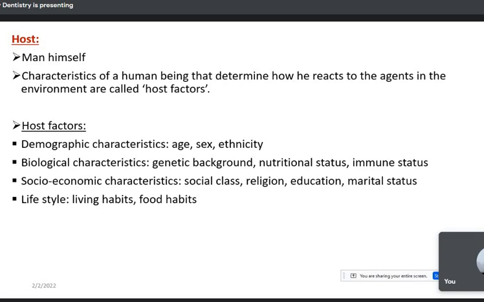And the other is the nutritional status. Again, if the person is well nourished, he may not be having the disease. If the person has very poor nutrition, then again he can have a lot of oral as well as the general manifestations of the diseases. And another thing is called the immune status.